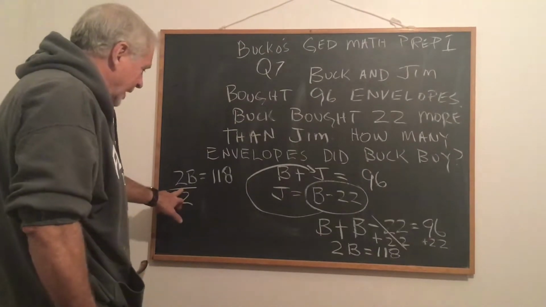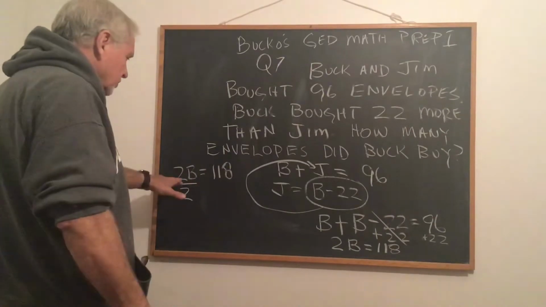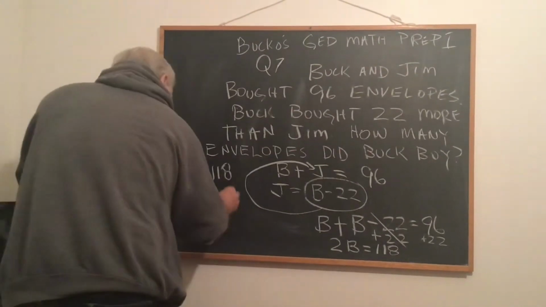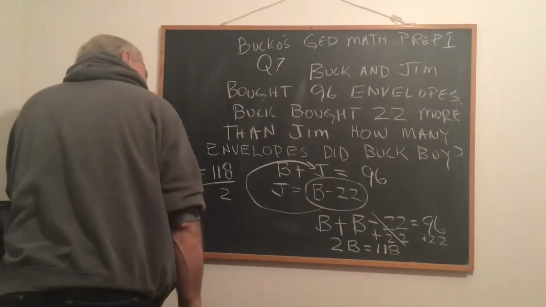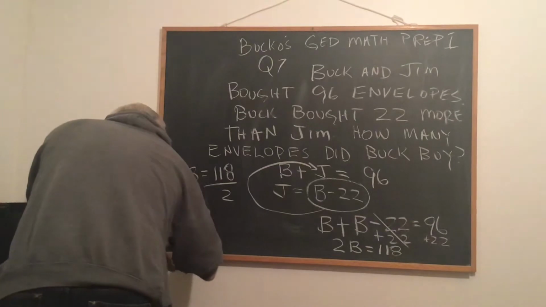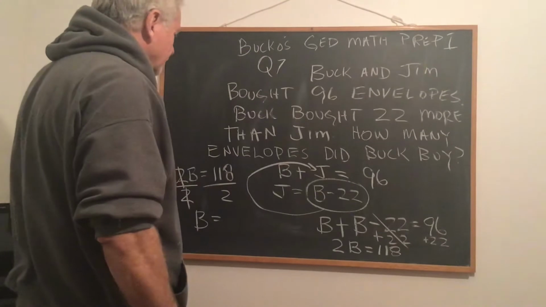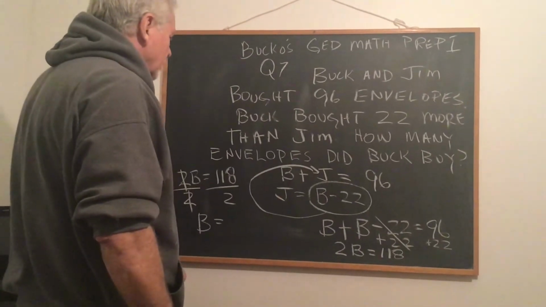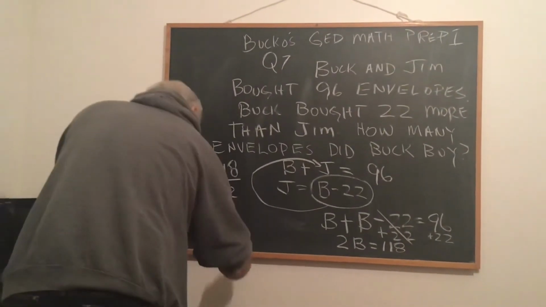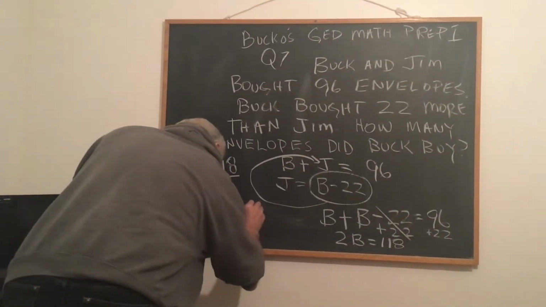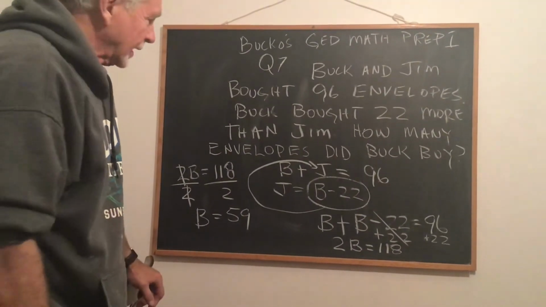But remember, if I divide by 2 on this side, what do I have to do over here? Teeter-totter rule. Whatever you do on this side, you got to do the same thing over here. So I'm going to divide by 2 over here. These guys cancel. 2 divided by 2 is 1. 1 times B is B. And we have a simple division problem of 118 divided by 2, that'd be 59. Okay, so Buck is equal to 59, and that's what they're asking for.